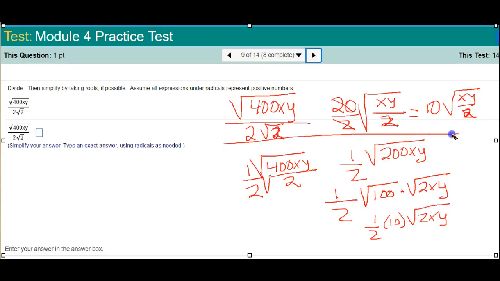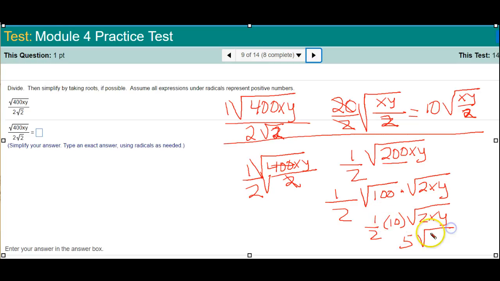Another way is what I have here. That is putting the radicals under a common radical sign and then canceling the 2 into the 400, which gives you 200. But then your 1 over 2 is still out there. Now taking this 200 and dividing it into 100, which is a perfect square, times 2xy, then the square root of 100 is 10. 10 over 2, that's going to be 5 now.